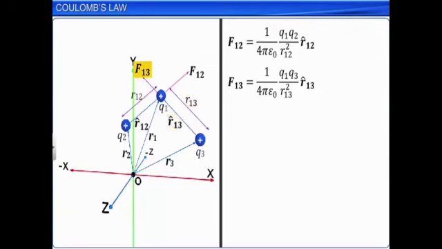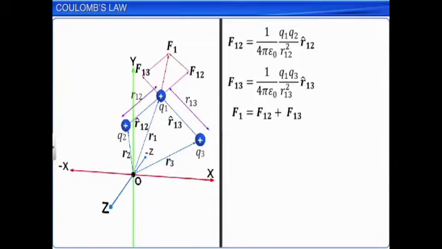To find the net force F1 on Q1 due to the other charges in the system, we should apply the principle of superposition. That is, we should have F1 is equal to F12 plus F13 vectorially. This we can do by using parallelogram law of vectors as shown. Then the direction of F1 will be along the direction of the diagonal of that parallelogram.